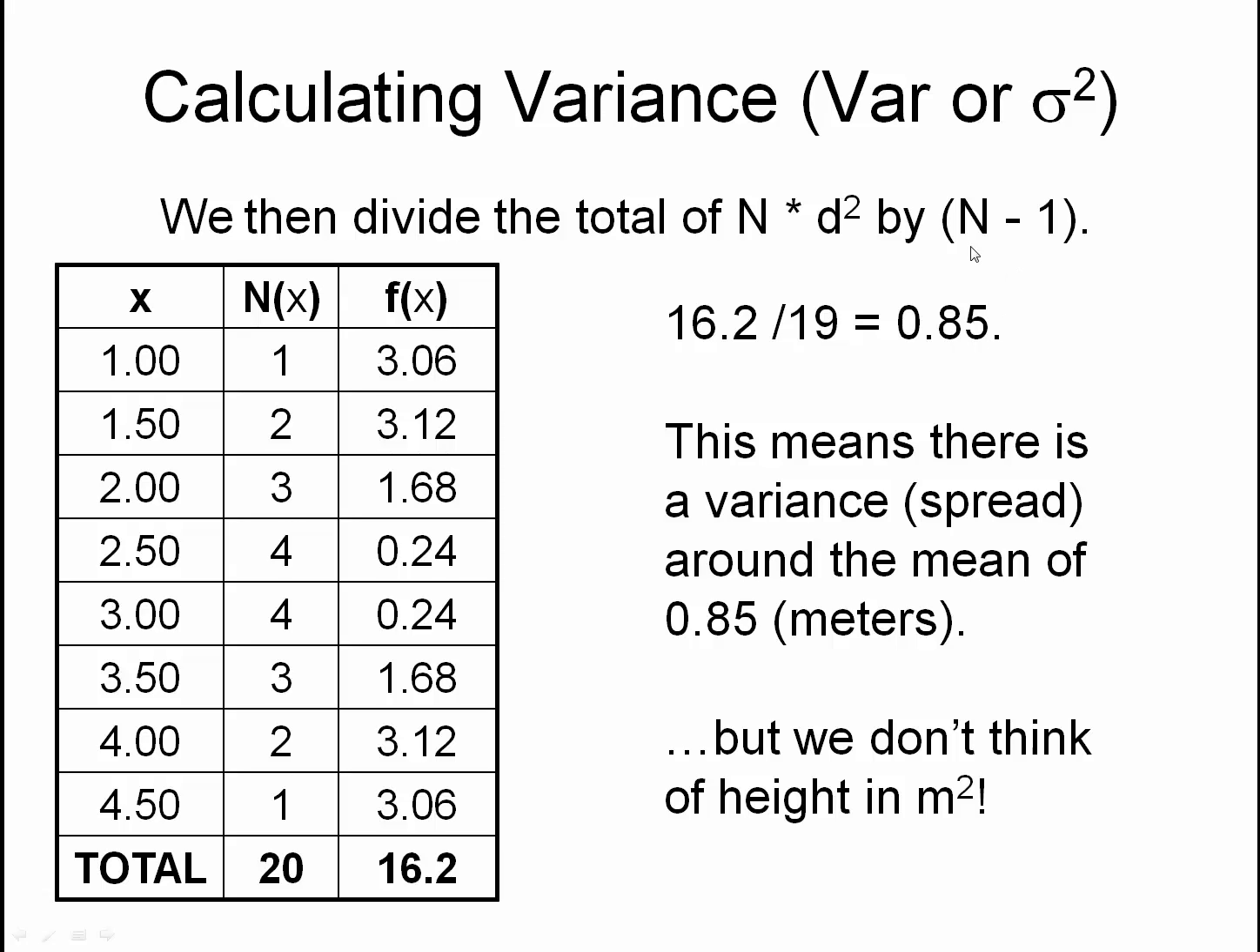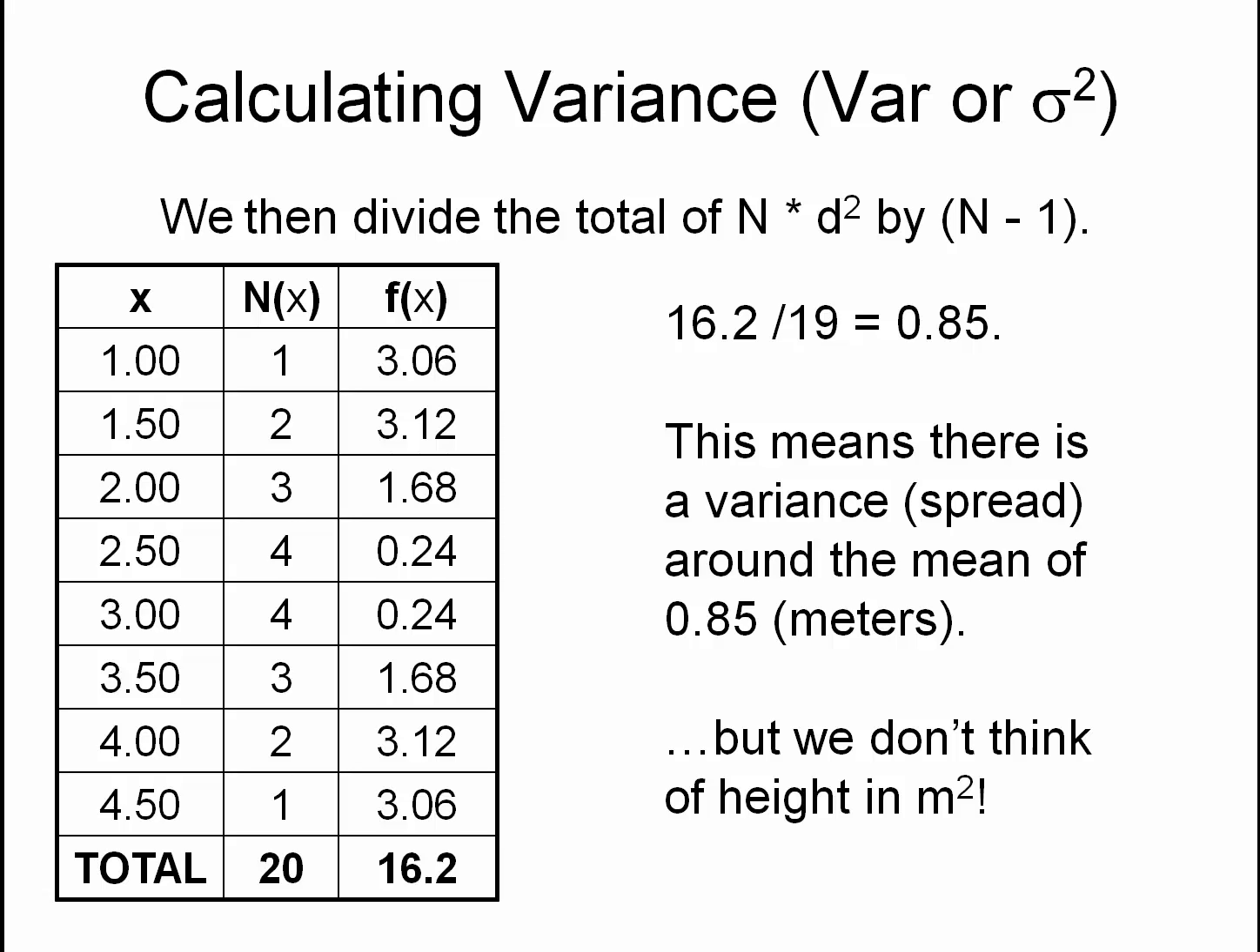Just as an aside, you may wonder why we don't divide by n, and it turns out that it has something to do in statistics with something called bias. We want an unbiased estimator, and in order to achieve that, we have to divide by n minus 1 instead of n. But that's not something that you need to worry about in this course.